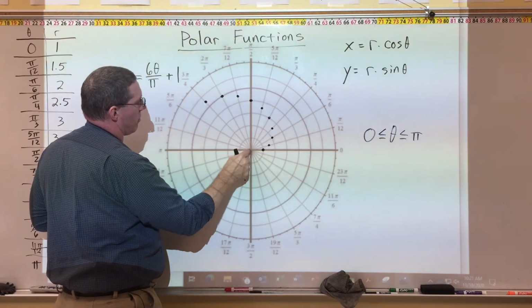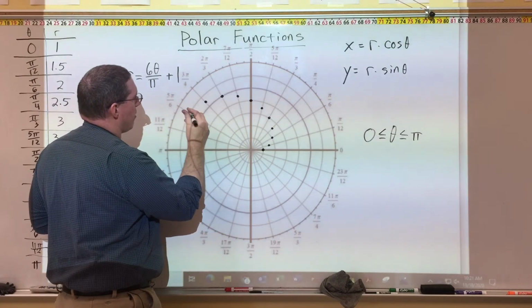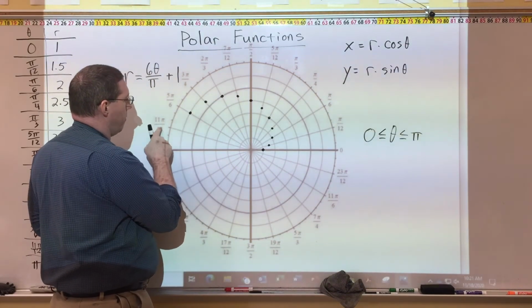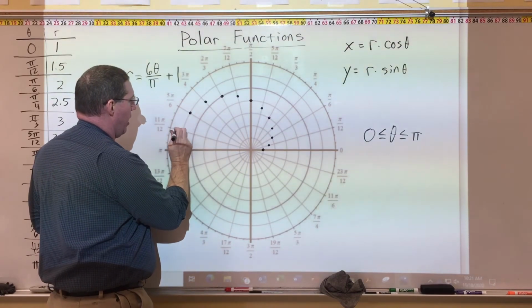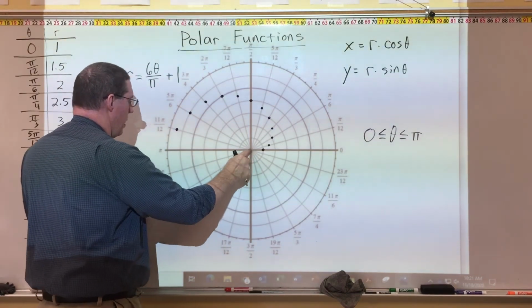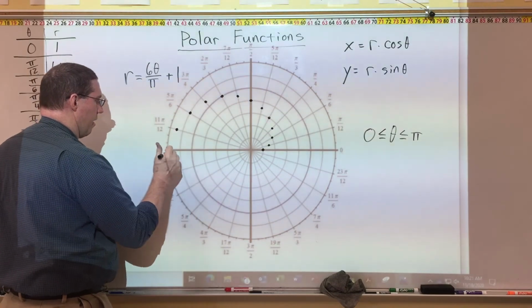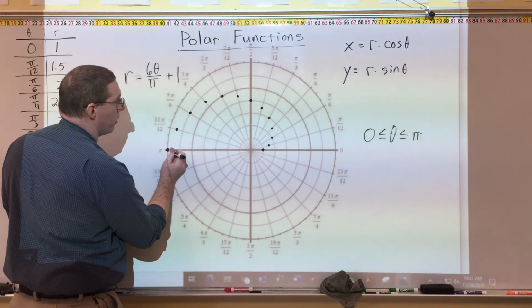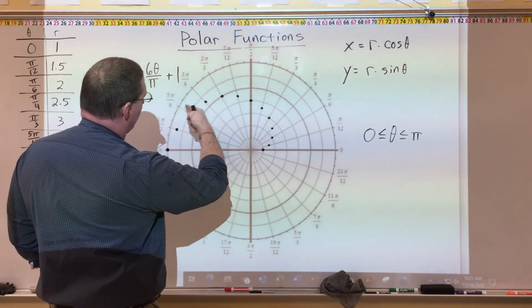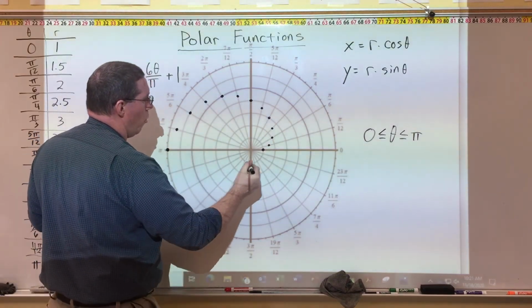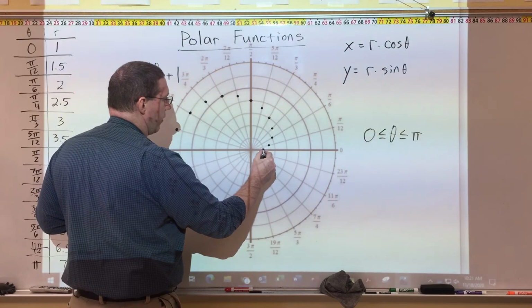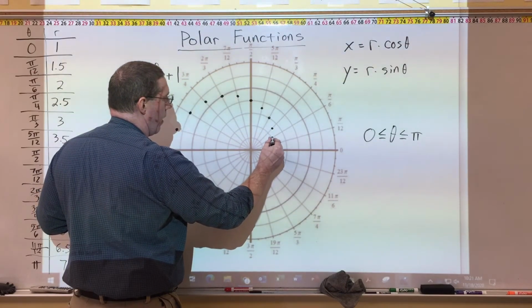5 pi over 6 and 6, 1, 2, 3, 4, 5, 6. 11 pi over 12 and 6.5, 1, 2, 3, 4, 5, 6.5. And then we have pi, which is over here, and 7. And look at this. Isn't this weird looking? Look at all these dots. And what we would now do is connect all of these dots with a curving line. See if I can do this without messing it up too bad.